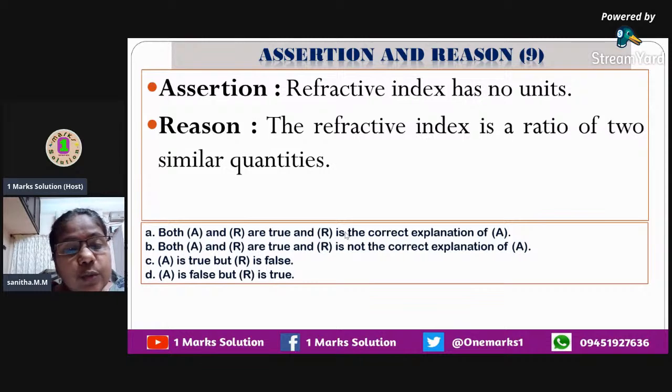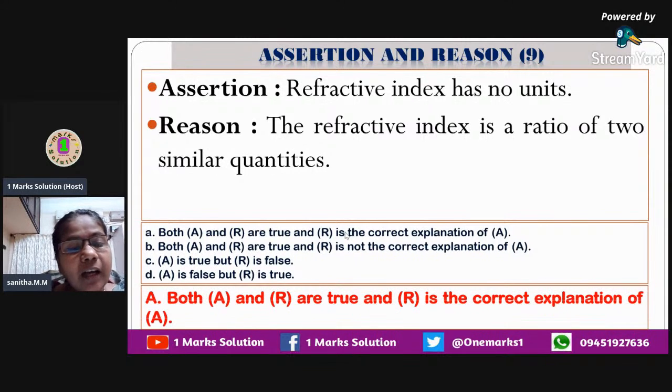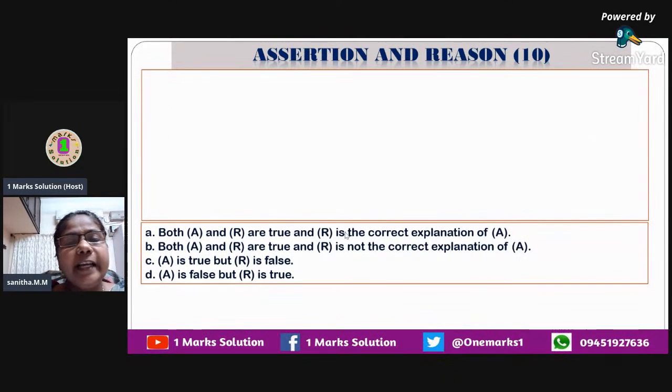Now we'll go for the next one, the reason. The refractive index is a ratio of two similar quantities. So it is correct, no doubt. One more thing I want to say is that sin i and sin r have no unit. Why? Because they are only trigonometric ratios. But here the reason given is absolutely correct. So which can be the option? No doubt the option is A. Both A and R are true, and the reason is the correct explanation of A. Now we can go for the next one.